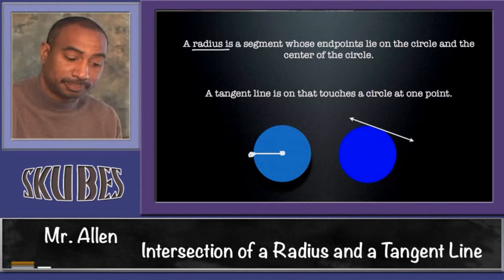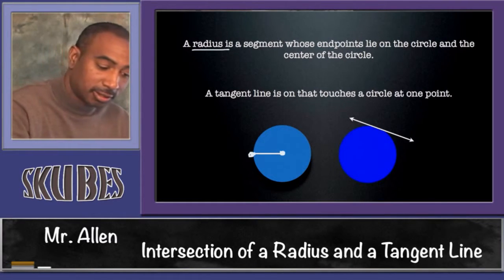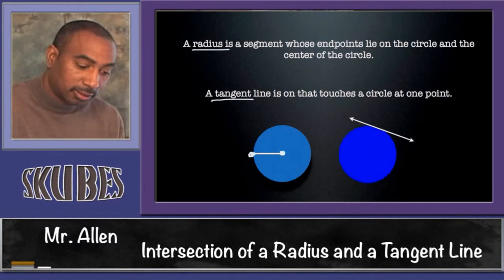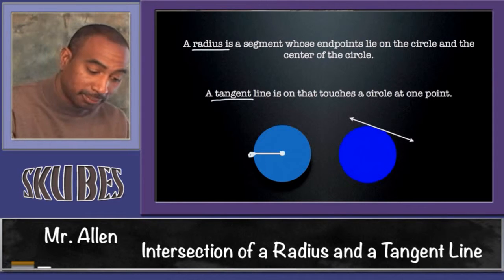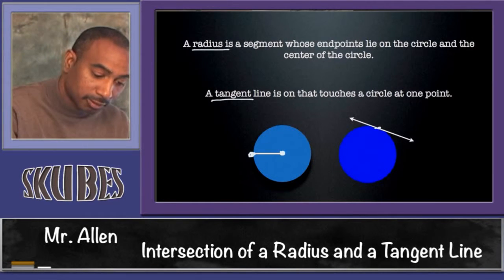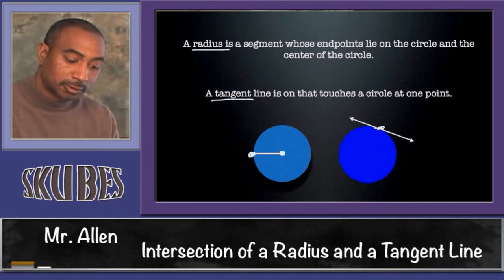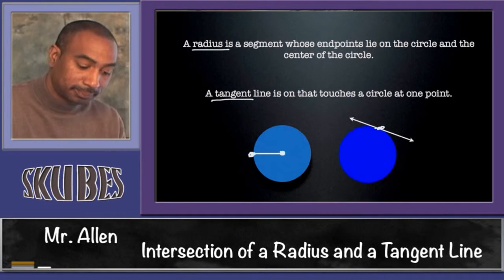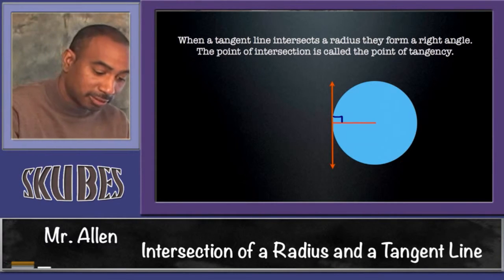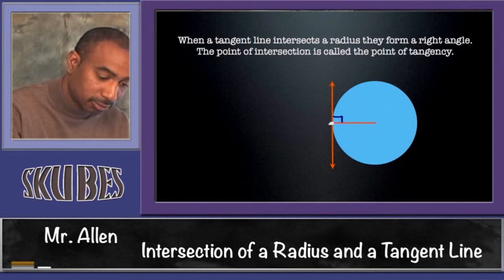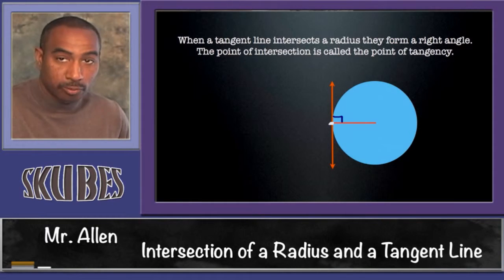It's the radius. A tangent line is one that touches a circle at one point. Tangent means to touch. So it touches the circle at one point. When a tangent line intersects a radius, they form a right angle. The point of intersection is called the point of tangency. So they touch at one point, and they always form a right angle.